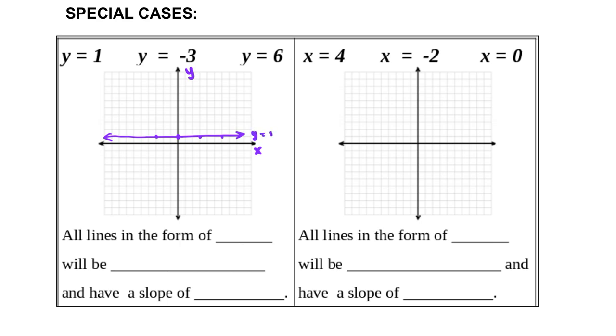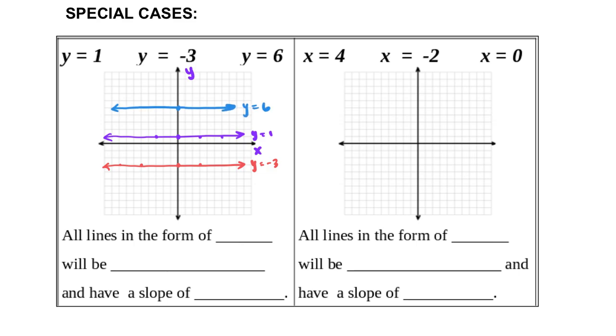If I'm looking at y equals negative 3, along my y-axis, y is negative 3 right here. Y is also negative 3 at this point. Anywhere along this horizontal line, my y value is going to be negative 3. So y equals negative 3 is that horizontal line. And then y equals 6 along my y-axis, 6 is right here. And anywhere along that horizontal line, the y value is going to be 6.